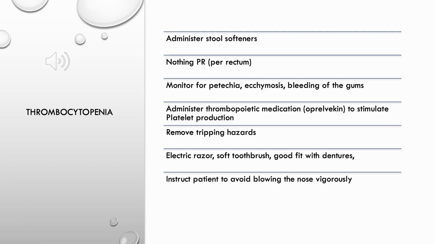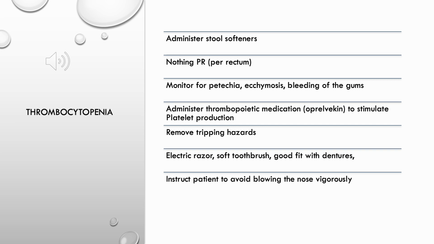With somebody that has thrombocytopenia and they're at risk for bleeding, you do not want them to get constipated because that can cause bleeding from the rectum. So you're going to administer stool softeners. You're not going to take rectal temperatures. You're going to monitor for, I told you, petechiae, ecchymosis, and bleeding of the gums. Administer thrombopoietic medication. You'll learn about that in pharmacology.